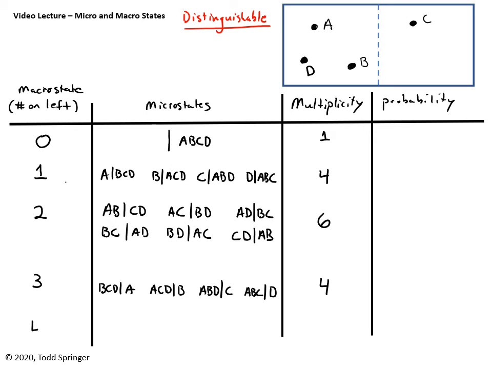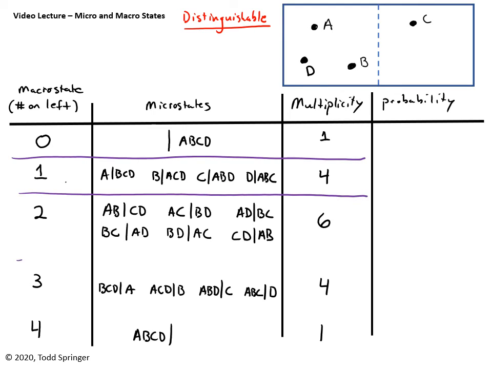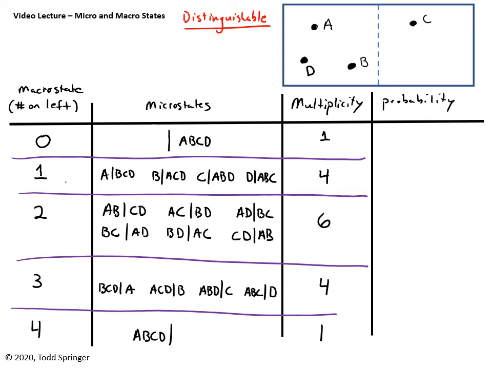And finally, I could have all 4 on the left, and of course there's only one way of doing that, which is having A, B, C, and D on the left, nothing on the right. So one way of doing that. So we've written down now all of the different macrostates and the associated microstates. Now the really, really important assumption is that all of these microstates are equally likely. But the macrostates are not equally likely because a certain macrostate may have more ways of being achieved than others.